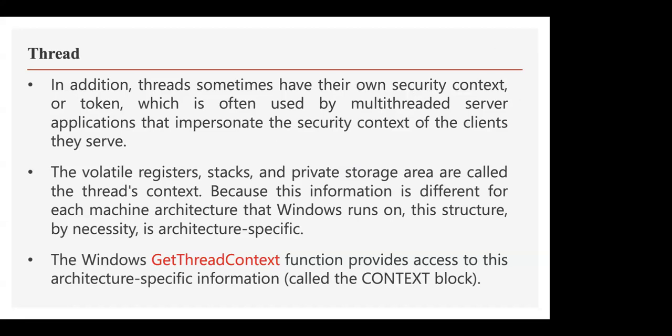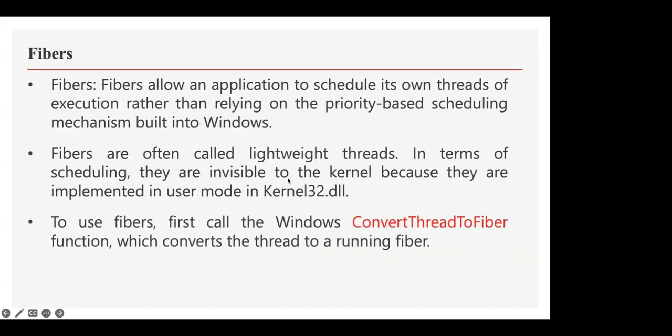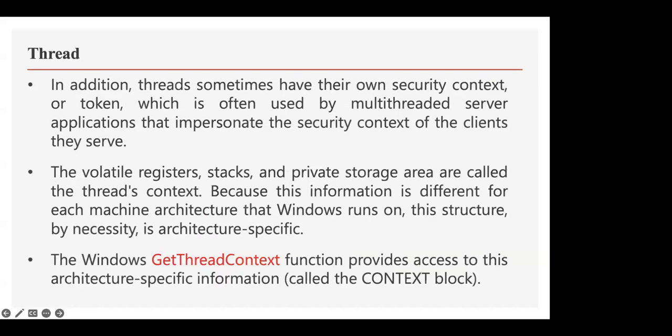So the volatile registers, stacks, and private storage areas are called thread context, because this information is different for each machine architecture that Windows runs on. So this structure by necessity is architecture specific. The Windows GetThreadContext function always provides access to this architecture-specific information. It's normally called the context block. So these are some of the issues that I think are important to understand.